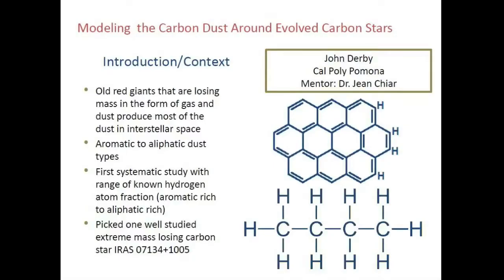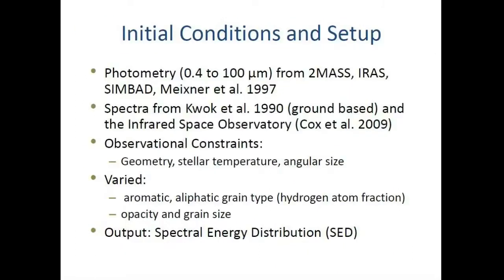I picked one well-studied extreme mass-losing carbon star, IRS 07134+1005. It is a 21 micrometer object that is low metallicity and carbon rich. My first couple weeks were spent finding initial conditions.